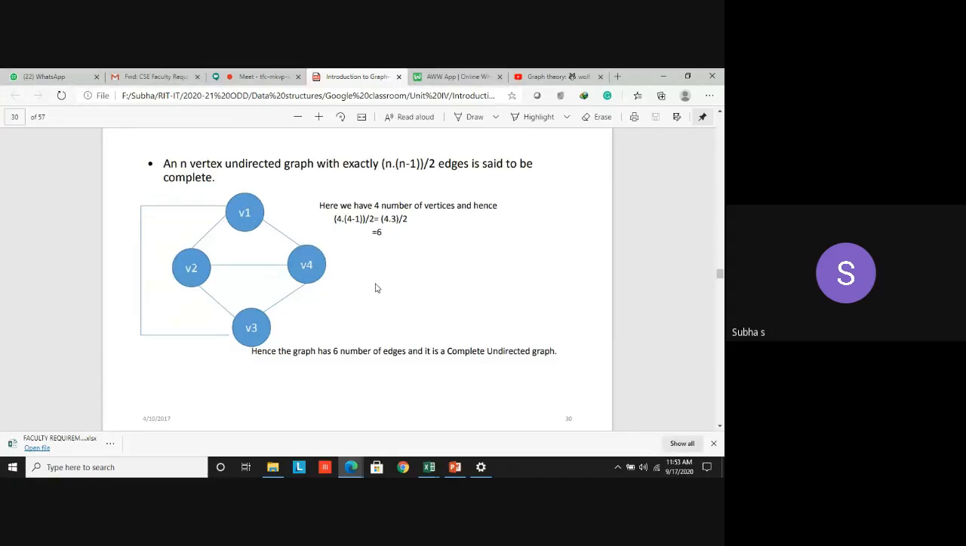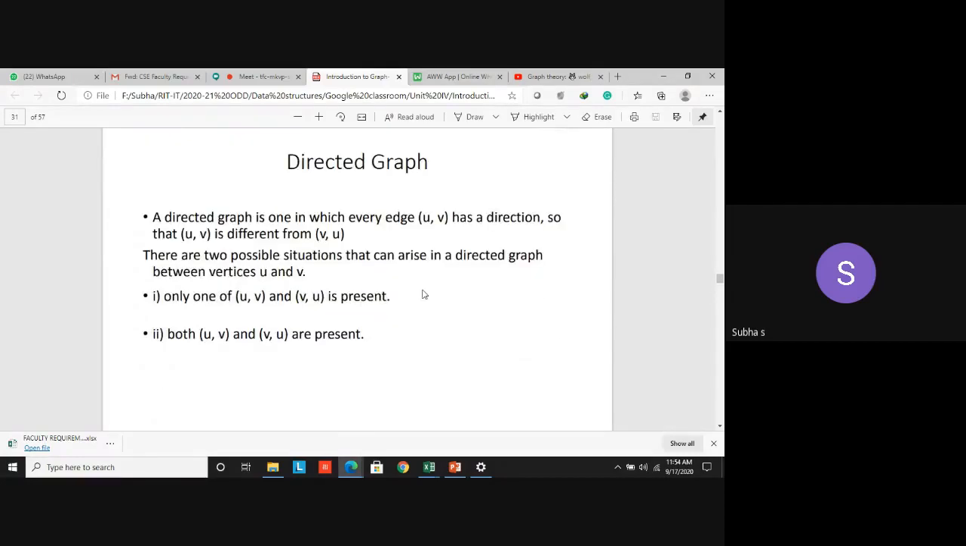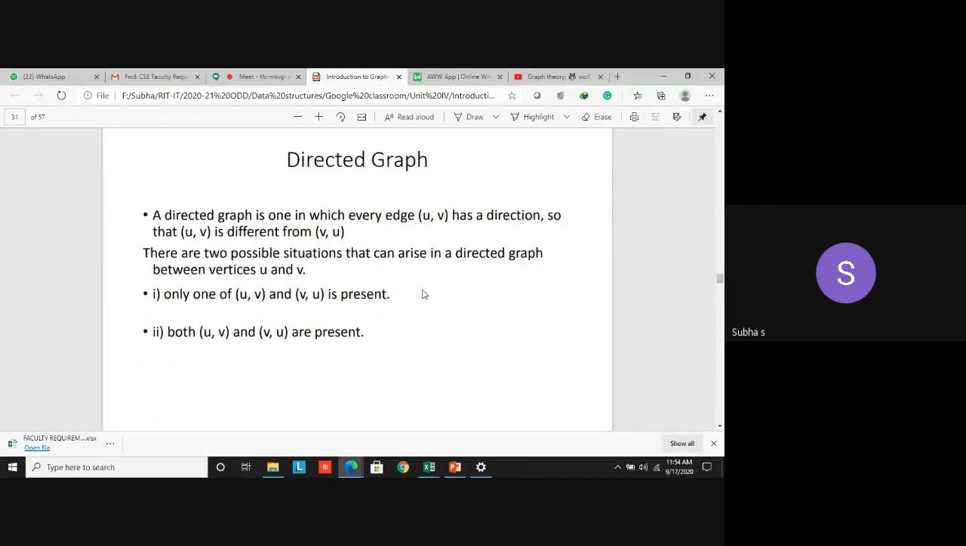And these are all simple interview questions. You will be asked, given an undirected graph with 26 vertices, how many edges will you have? So 26 into 25 divided by 2. That will give the number of edges. Okay. Next, directed graph. Yesterday we have seen.